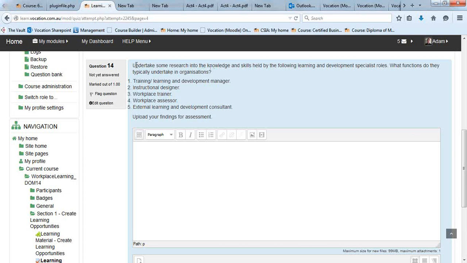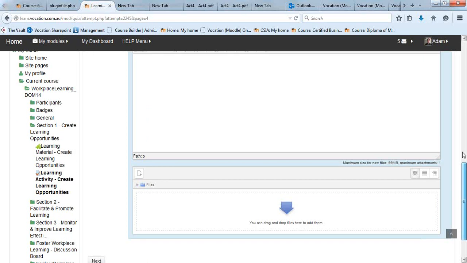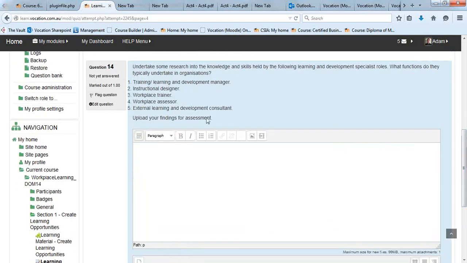Now, there's a little box here for uploading again. You're more than welcome to use a Microsoft Word document and upload it. You've got a lot more options in terms of formatting if you use Microsoft Word and upload it. If you want to just type your answers into the box, that's okay too.